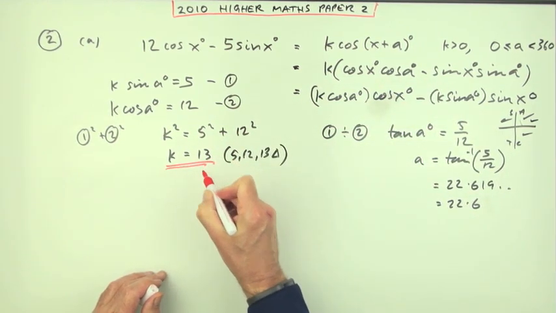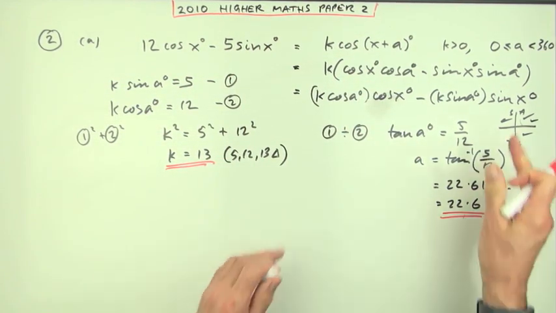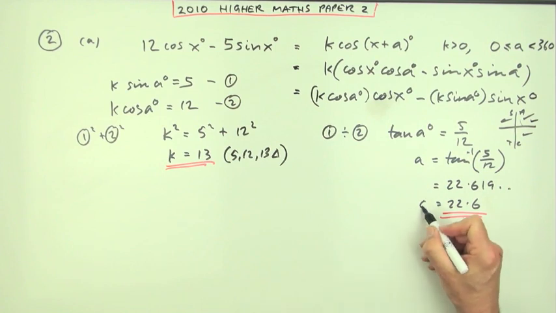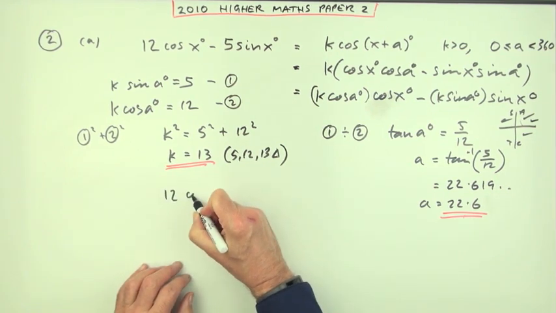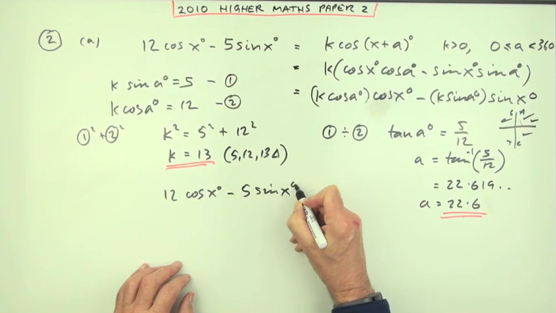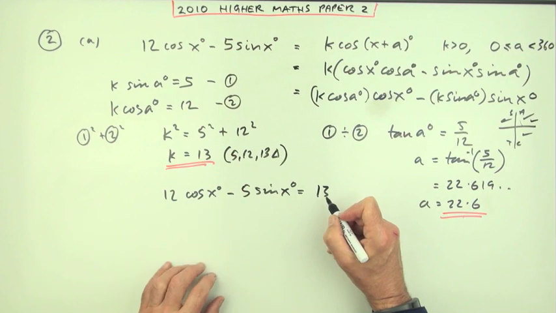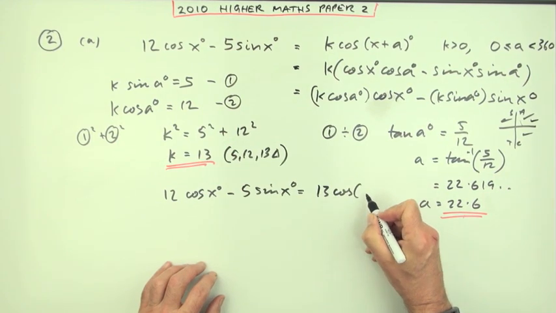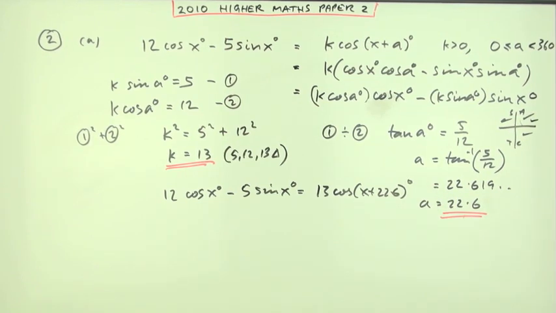Strictly speaking, that was worth 1 mark, no matter how you got there. And this was worth 1 mark, no matter how you got there. Let's put that wee a back in. And that's all the question said. Find the values of k and a, but you can't resist. I'll put down the final result here. 12 cos x minus 5 sin x actually is 13, and don't leave it as root 169, 13 cos(x + 22.6 degrees).